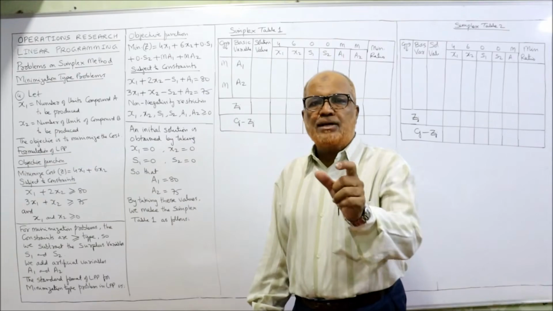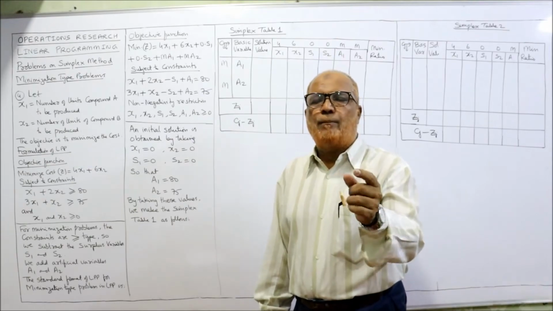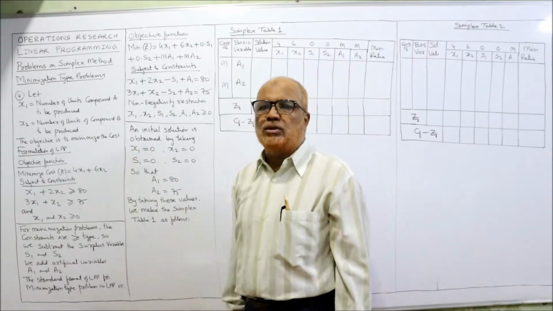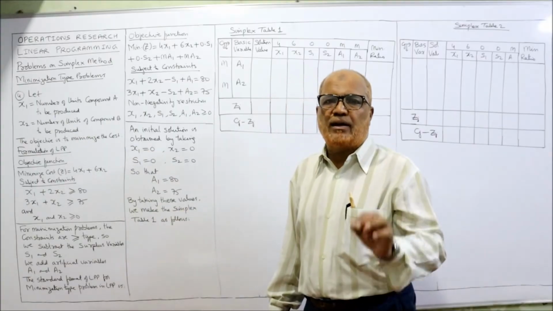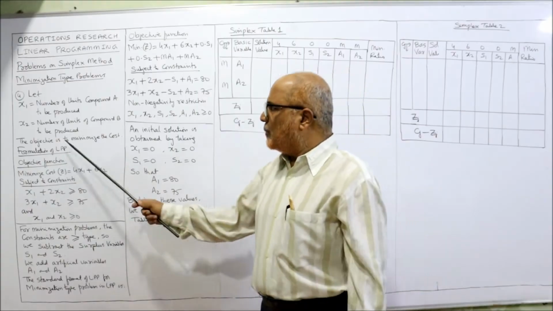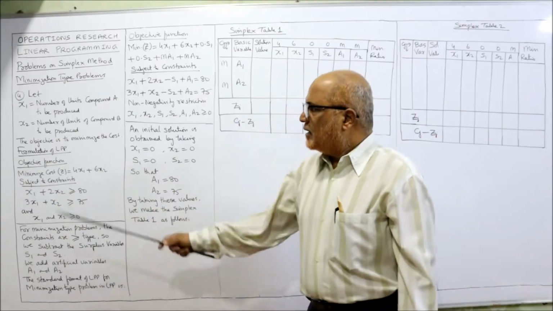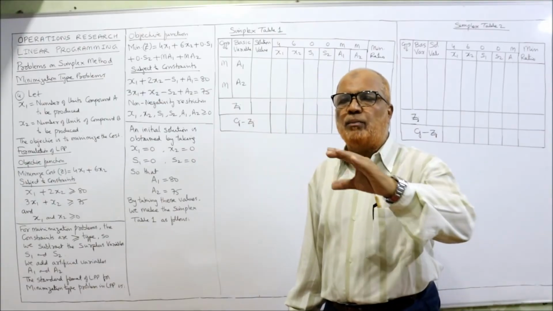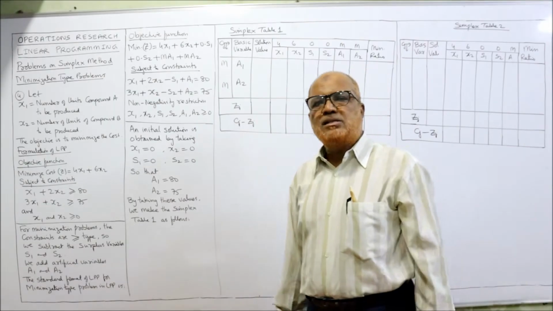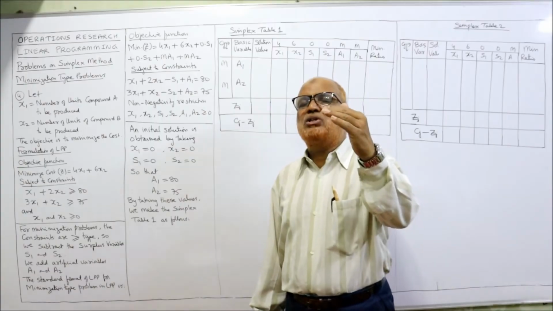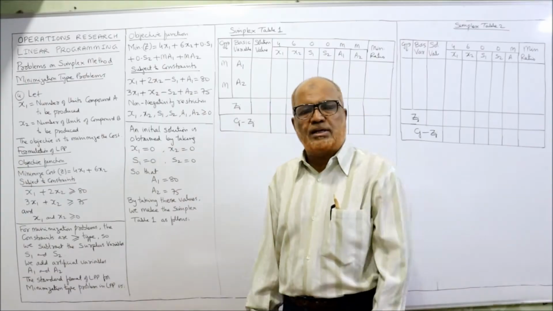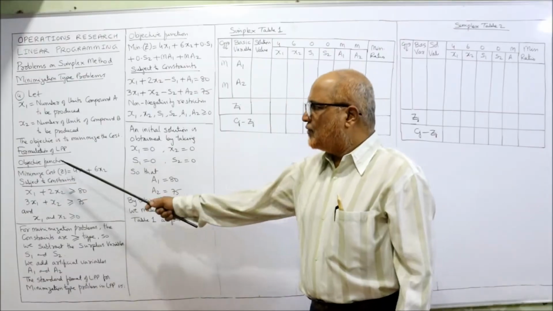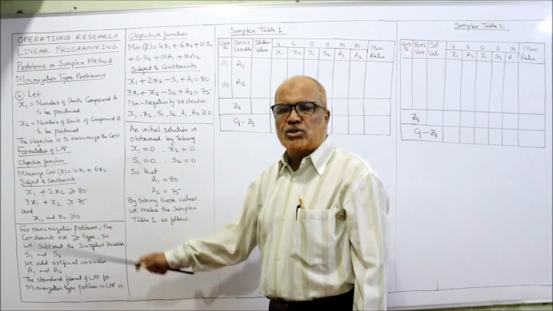produced, and X2 is the number of units of compound B to be produced. These X1 and X2 are the decision variables. We have to find out X1 and X2. The objective is to minimize the cost. Then formulation of LPP. First of all, we have to formulate the linear programming problem in a mathematical model. It consists of 3 parts. The first part is the objective function, second subject to constraints, and third non-negativity restriction. First of all, the objective function, minimization of cost.